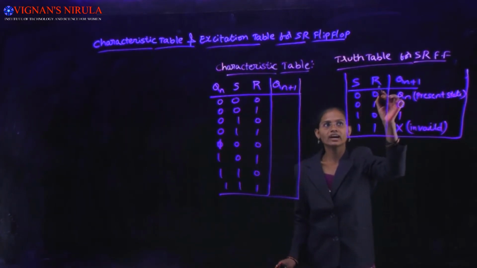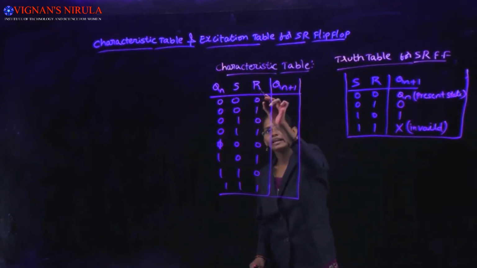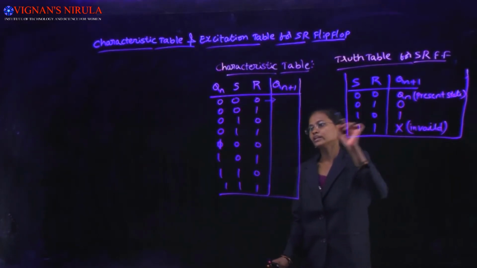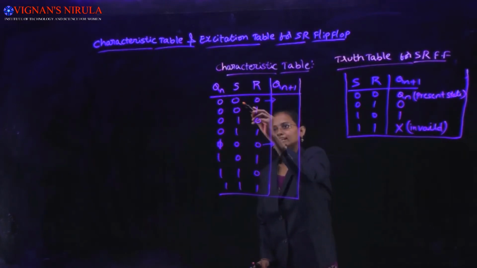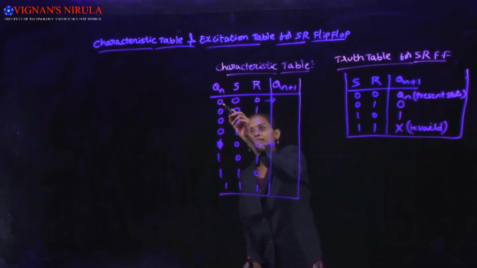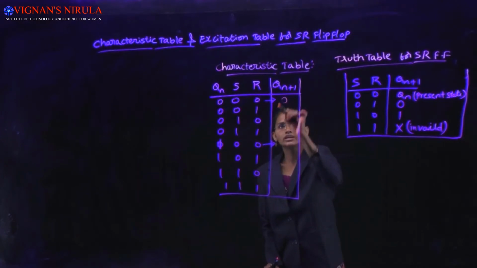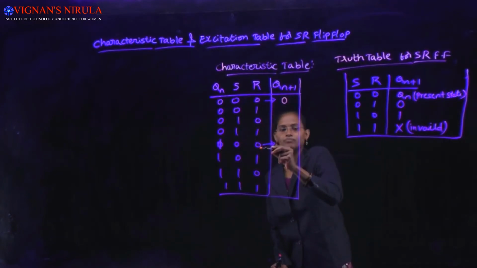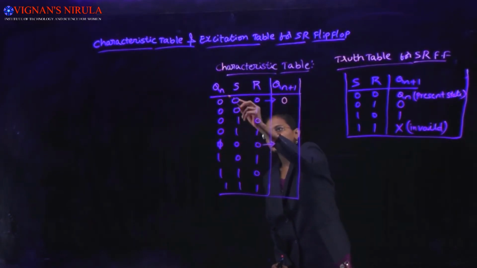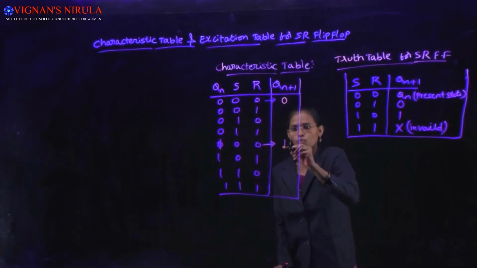If S is 0 and R is also 0, that state is the present state, that is the Qn. Here also S is 0 and R is also 0. In that case, the present state is 0, so the next state is also produced 0. Here set is 0 and reset is also 0. In this case, the present state is 1, and the next state is also produced 1.